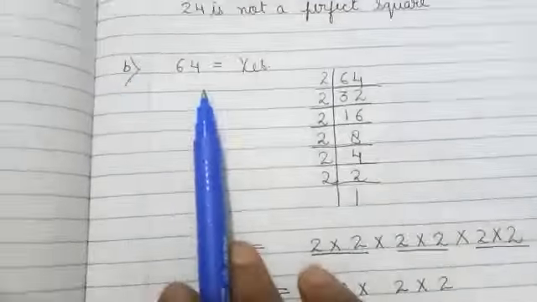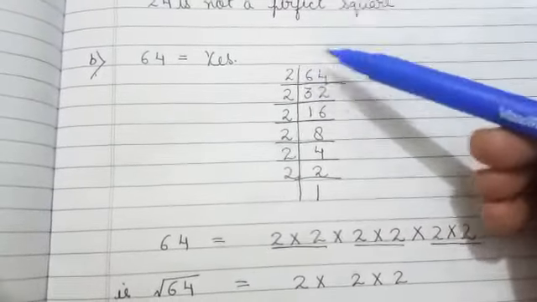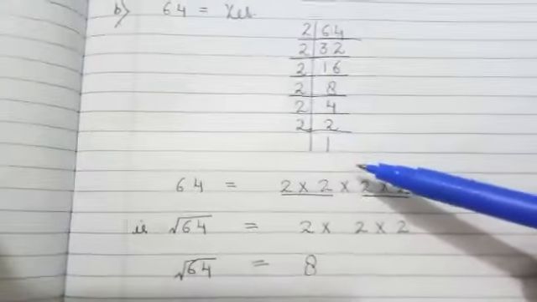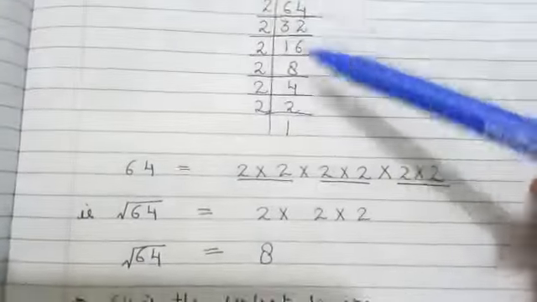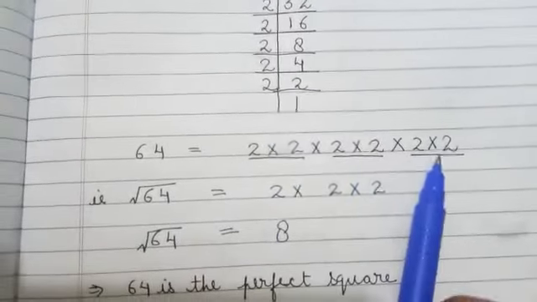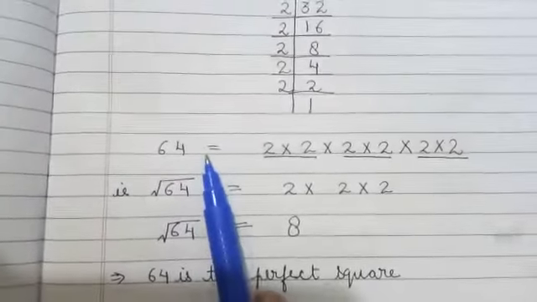This is 64. Now as the unit place digit is 4, we will do the prime factorization. When we do the prime factorization, we start from 2. Every time it is divided by 2 like this, and we get 1 here. And how many 2s are there? There are 6 times 2. So we are able to make 3 pairs. So it means that 64 is a perfect square number.